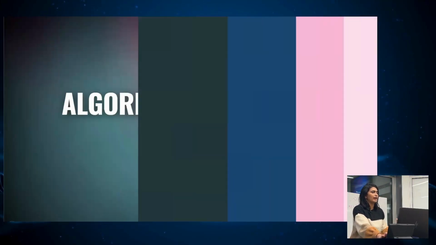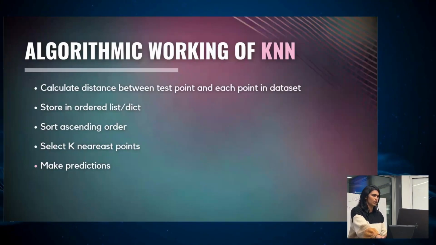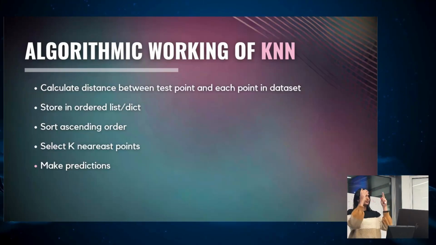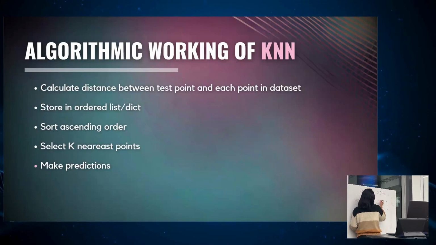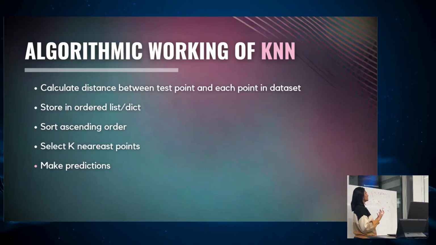Next, we'll get into the actual algorithm of how KNN works. First thing that it does is calculate the distance between the test point and each data point in the data set. So let's say this is the test point and these data points are there. It calculates the distance between everything and forms an ordered list, or a dictionary. A list in the case of regression and a dictionary in the case of classification, where we'll have the label to distance.